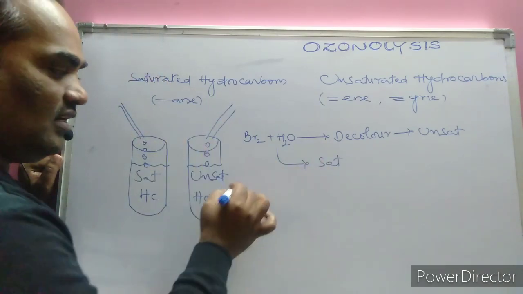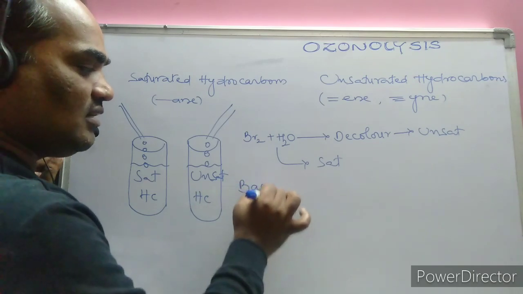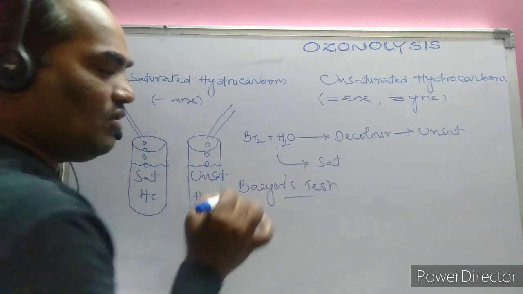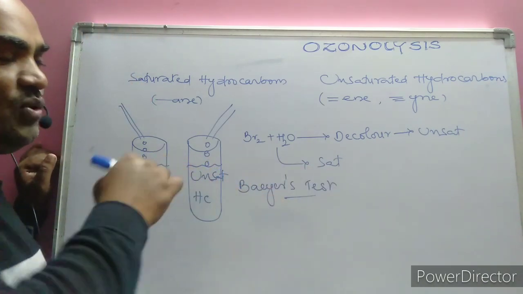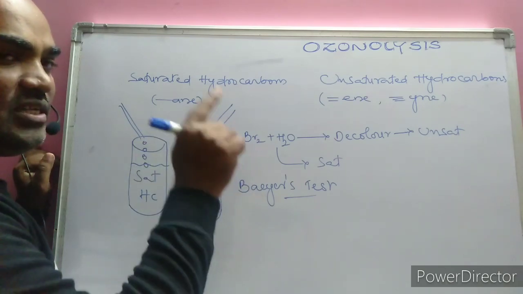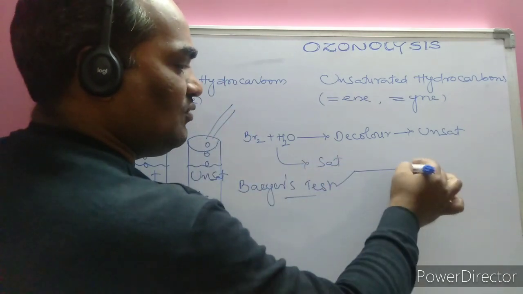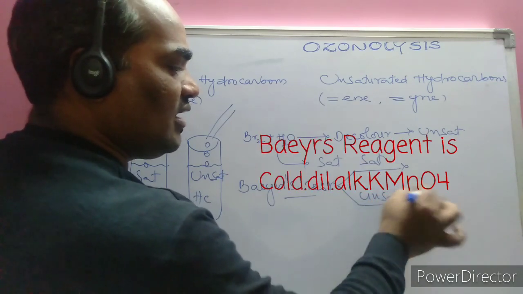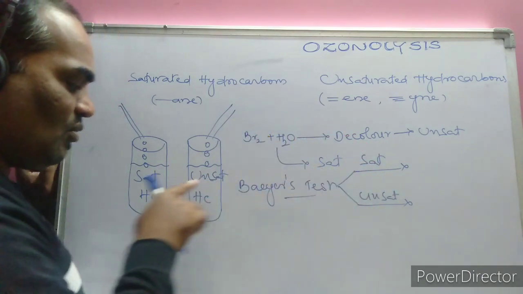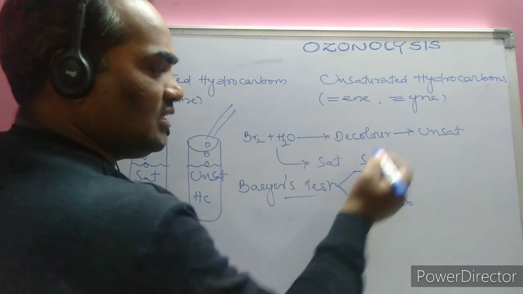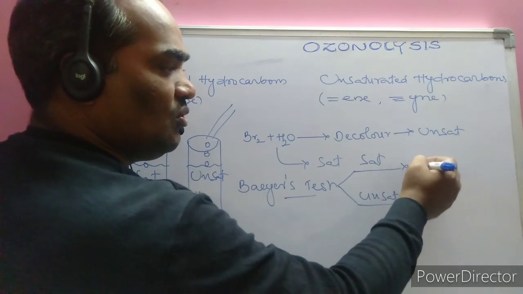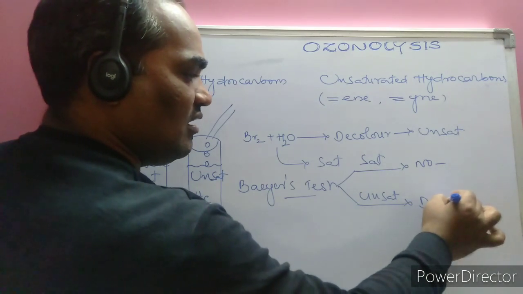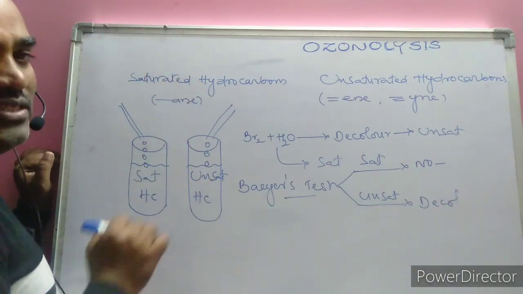First test. The second test is Bayer's test. What do you mean by Bayer's reagent? A cold dilute alkaline KMnO4 solution is called Bayer's reagent, which is purple in color. If it is added to the test tube containing saturated hydrocarbon, and another containing unsaturated hydrocarbon: in the saturated hydrocarbon test tube there is no change in color, whereas the unsaturated hydrocarbon one decolorizes the Bayer's reagent.